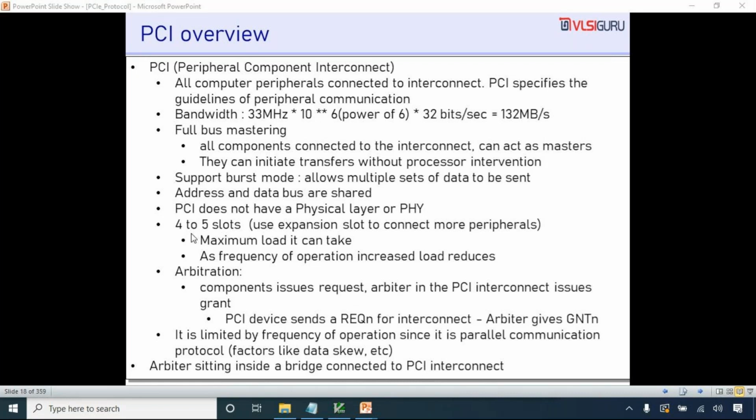Multiple devices connected, yes. If there's only one SSD connected to the port, then that doesn't work. No, the point is it has a feature. Whether you want to use that or not is a different thing. PCI as a protocol supports full bus masking. Whether there is no need to.